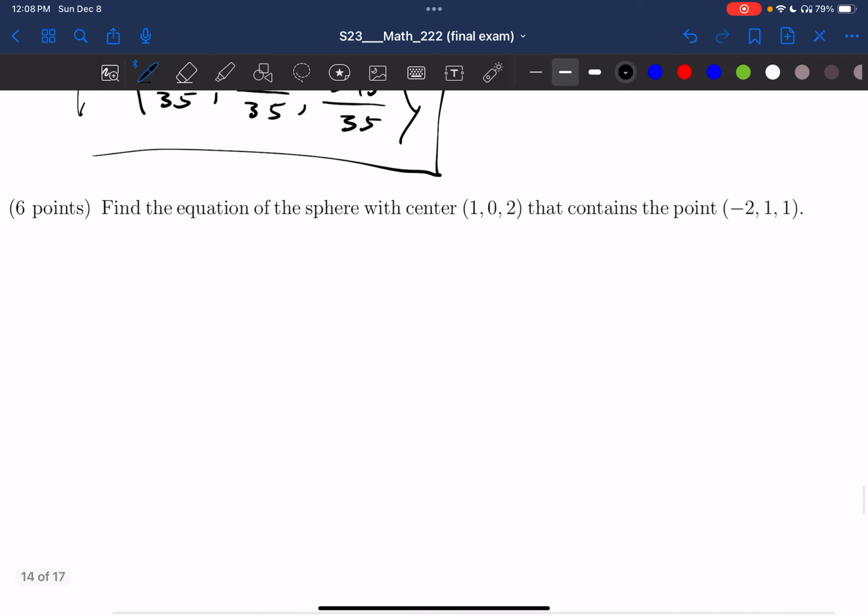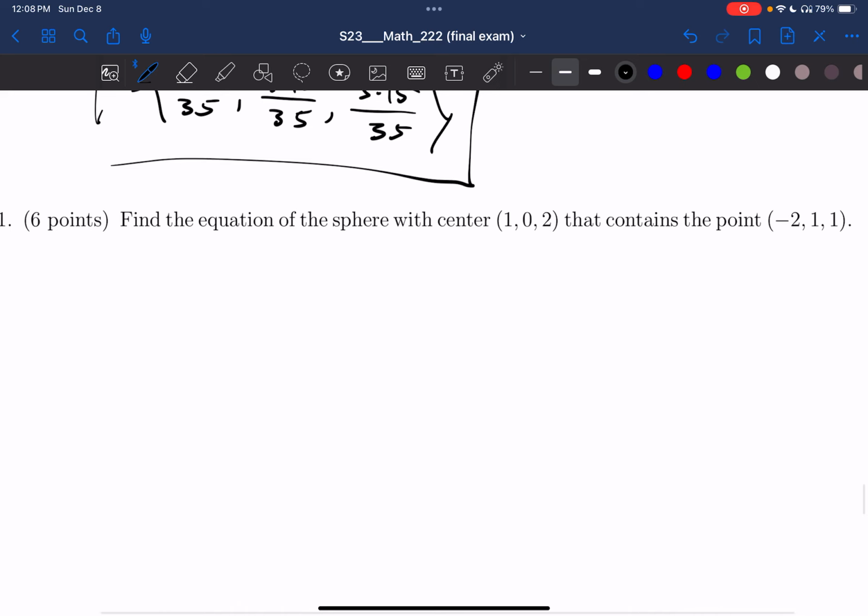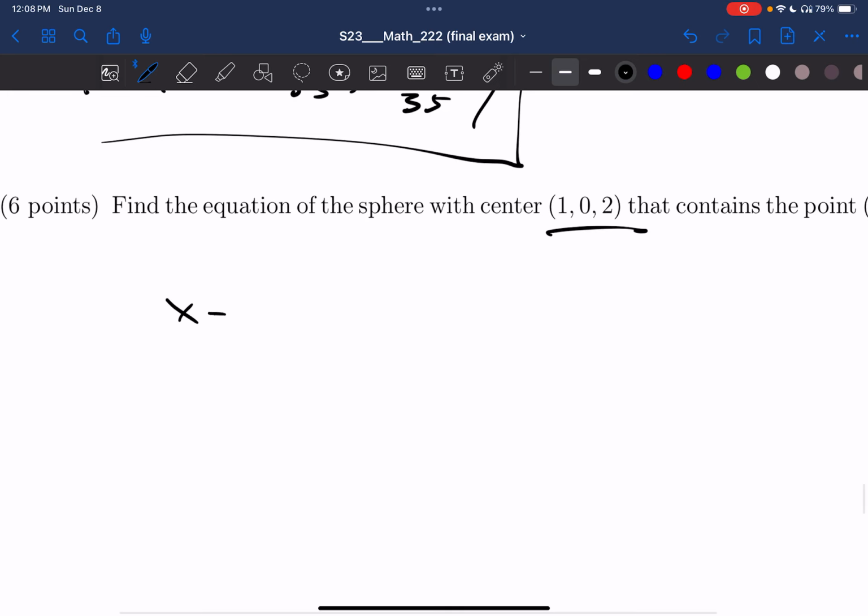Find the equation of the sphere with the center that contains the point. Okay, so the center we're given here. Let's just write that out so far. So (x - 1)² + (y - 0)², so it's just going to be y², plus (z - 2)² will be equal to the radius squared.